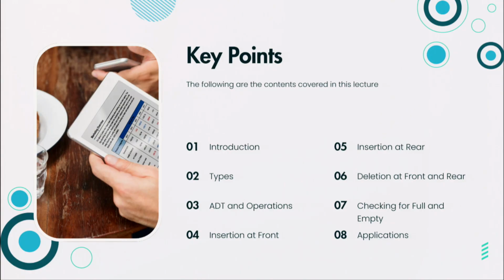These are the key points which we will be covering in this lecture. First, we will see an introduction to this double ended queue, then we will see its types, then we will be seeing the abstract data type. Like any other data structure we have learned before, DQ is also an abstract data type, and so we will be seeing what are all the operations that are permissible in this double ended queue. And then we will be looking at each of these operations in detail.